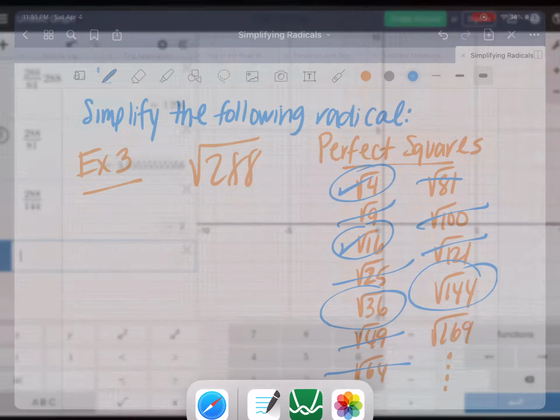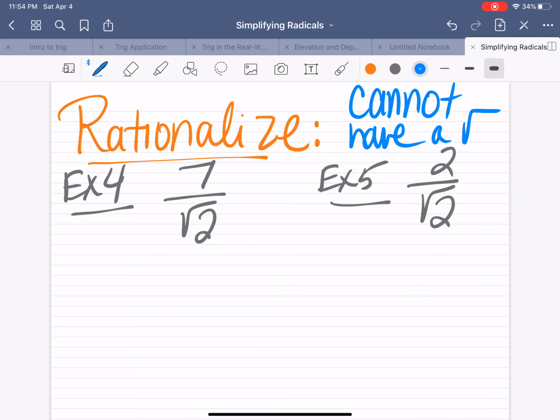Now, the very last step to your lesson is to rationalize. So you rationalize whenever you have a square root in the denominator. So that's one of the rules in math. You cannot have a square root in the denominator. So to get rid of it, you have to rationalize. So here's how you do that.